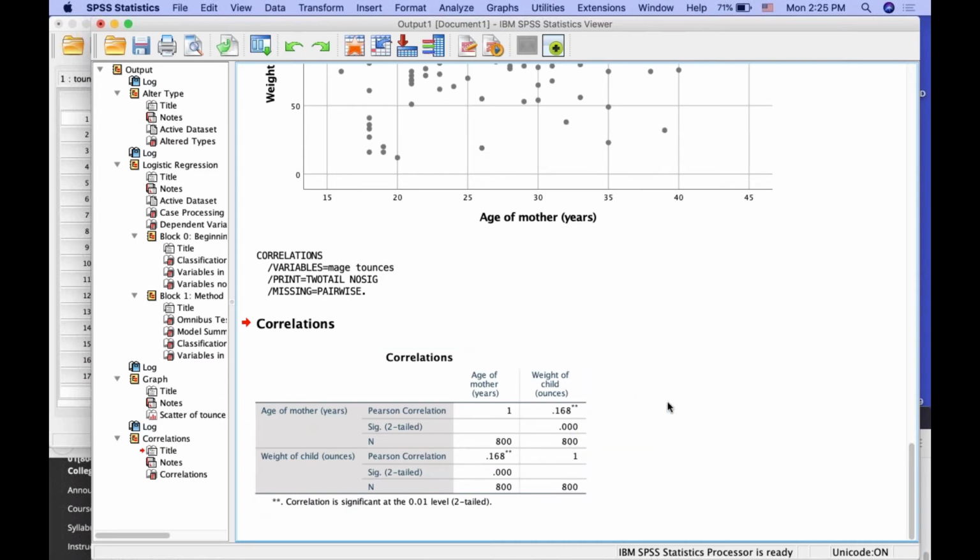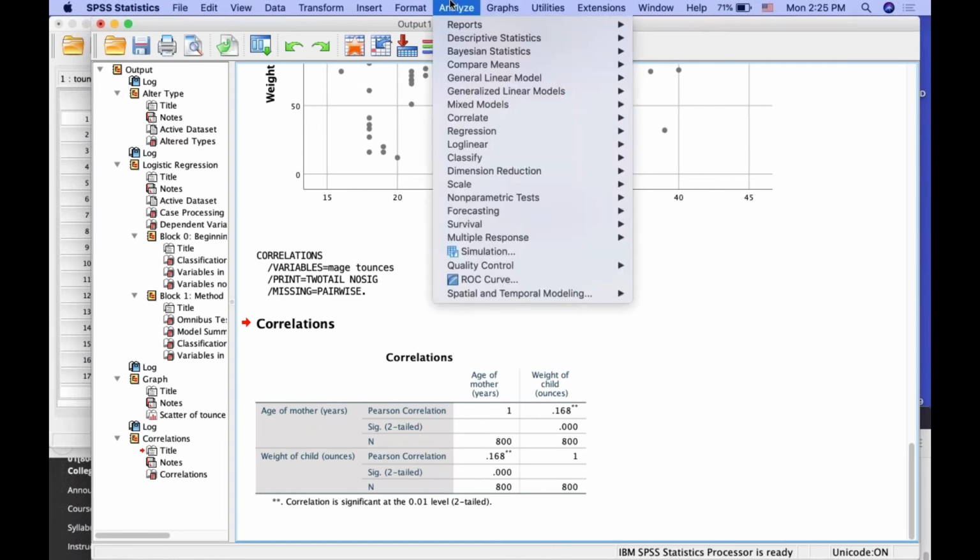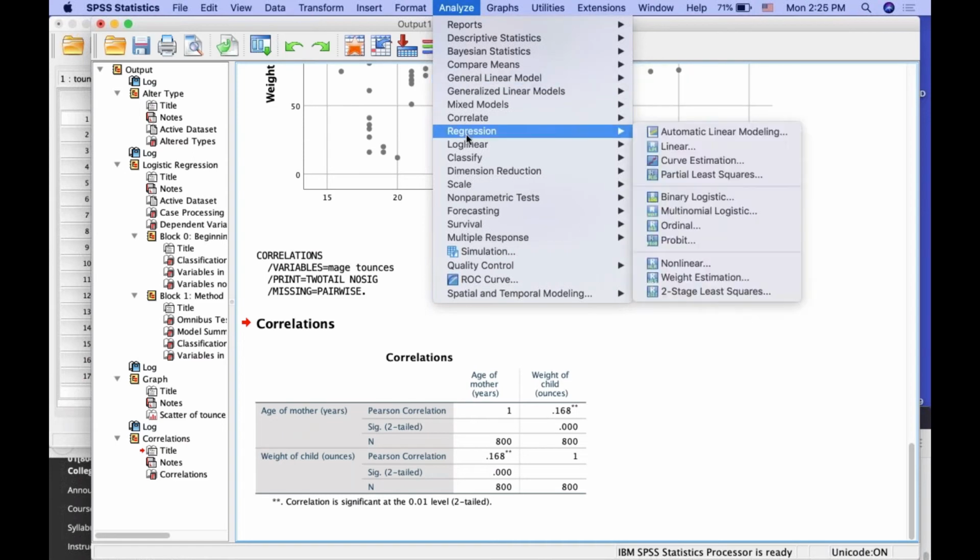So let's take this another step further. Let's say to ourselves, and again, we're getting to the point where we were leaving off last week, well, I want to have a better understanding of what kind of influence the mother's weight has on the birth weight of the infant. Okay, so I'm going to take this a step further, and I'm going to use a process called regression. So I'm going to go up to Analyze, Regression.